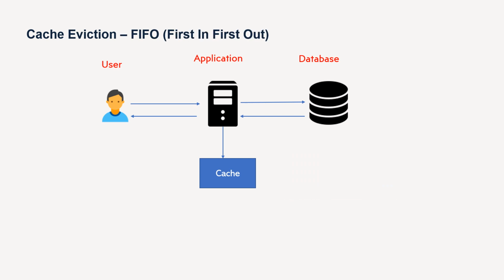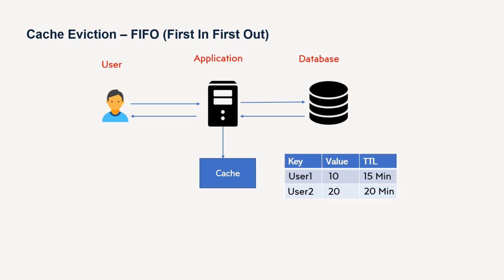The next strategy is the cache eviction strategy FIFO, first in, first out. In this, whatever data came first will go out first. Even if your cache is not full, it's fine. But suppose your cache gets full and you want to add one more value at that time, you can use the FIFO strategy. Whatever cache value you cached first will be flushed out or evicted, then you can insert the fresh value.